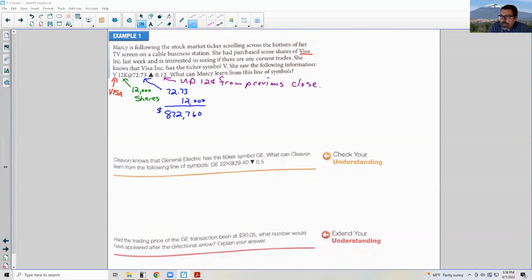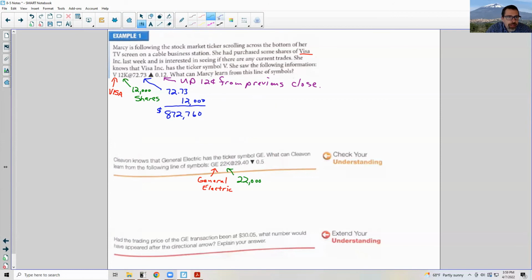All right, so let's take a look at check your understanding. Cleavon knows that General Electric has a ticker symbol GE. What can Cleavon learn from the following line symbol GE 22K at 29.40, arrow down 5 cents? So let me just do this again. We know that this is General Electric, because that's a ticker symbol, also known as a stock symbol. This means 22,000 shares. Whoops, not dollars. 22,000 shares were bought.